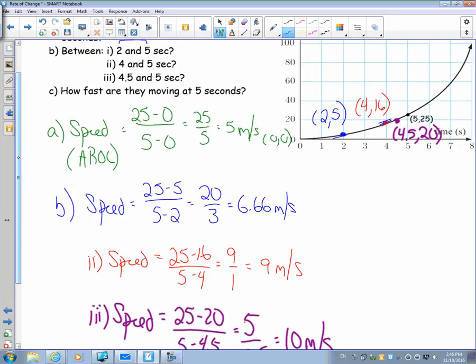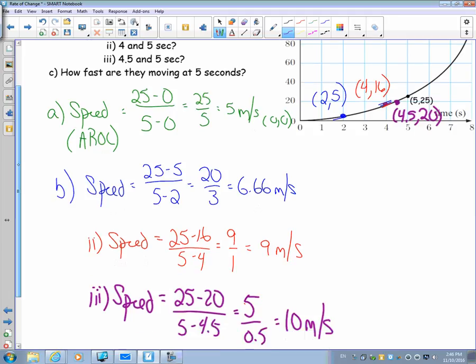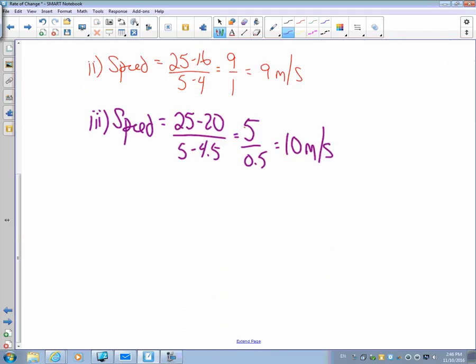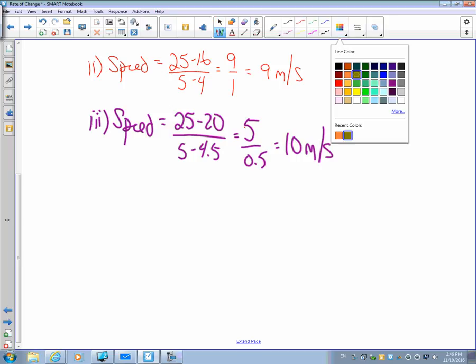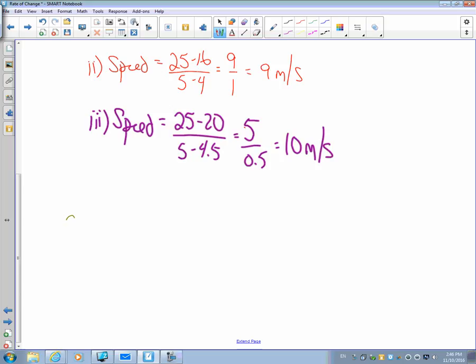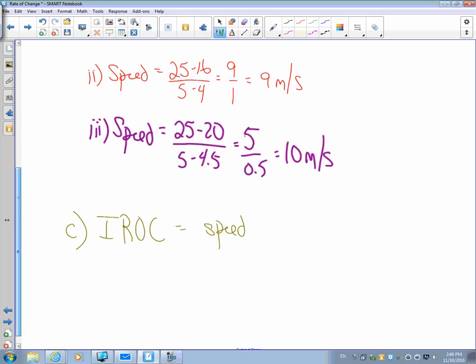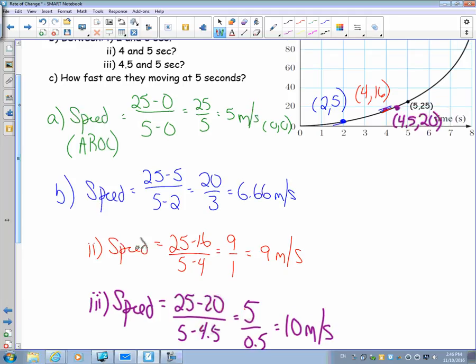Well, the last part says, how fast are they moving at 5 seconds? As I was just saying, random guess, I'd say, well, they're going slightly more than 10, right? It seems to be getting closer and closer to 10, the closer and closer my dots get to 5. But if I actually want to figure out what's happening at 5 seconds, I need to find out my instantaneous rate of change, my IROC. My speed there, well, because it's only a single dot, a little bit hard to find the difference between them, so I need to draw a line.